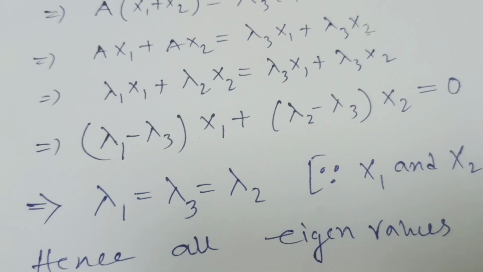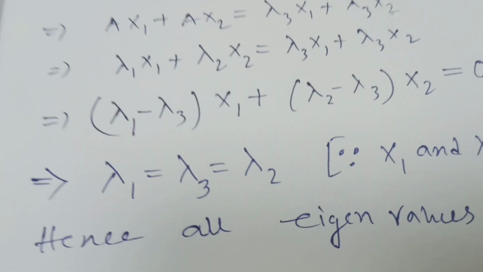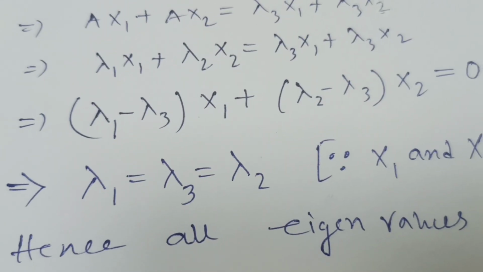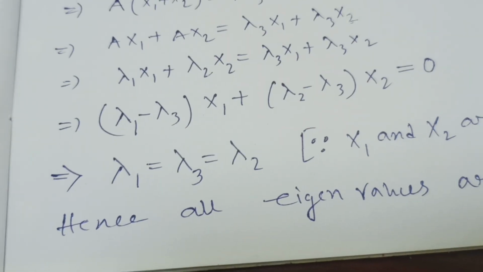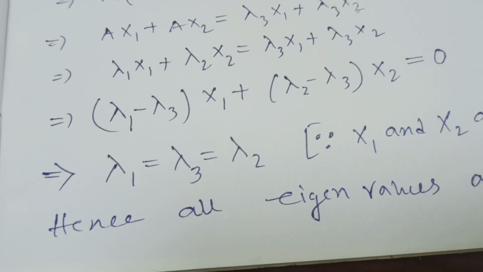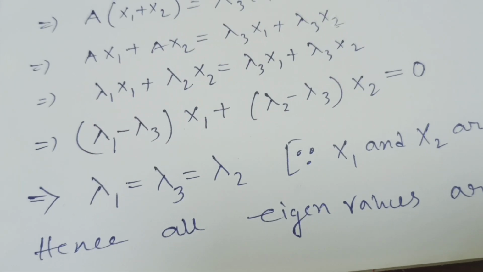This is because x1 and x2 correspond to two distinct eigenvalues. That means that x1 and x2 are linearly independent. Now by the definition of linear independence, I can say that lambda 1 equals lambda 2 equals lambda 3. That means that all eigenvalues are the same in that matrix.